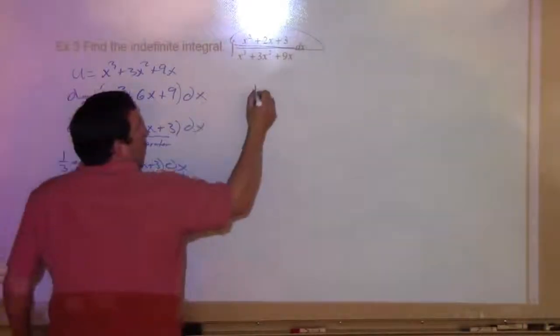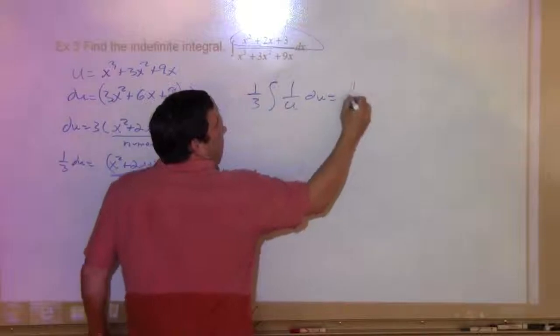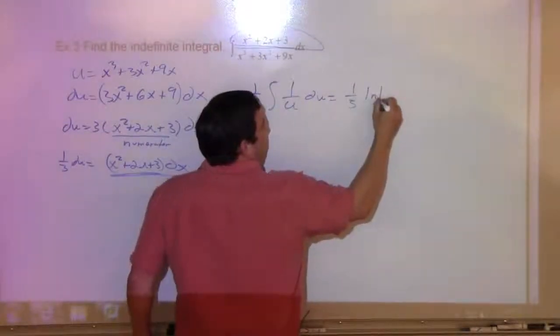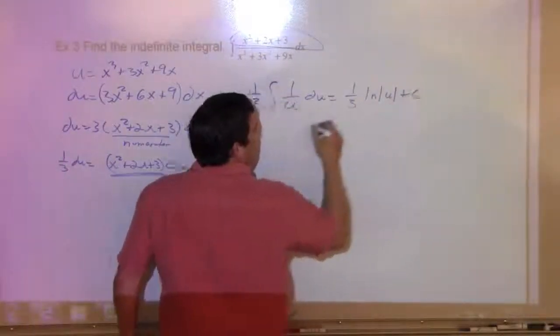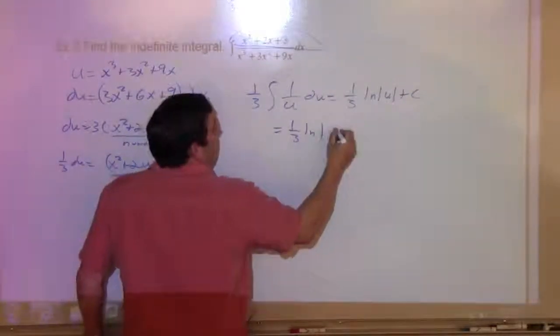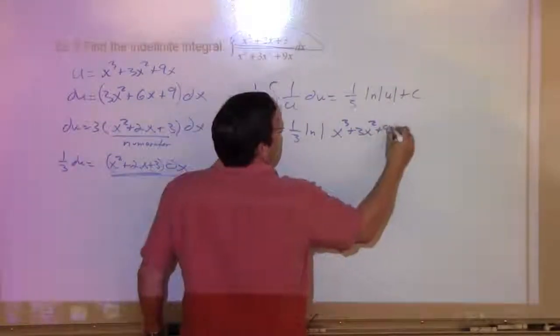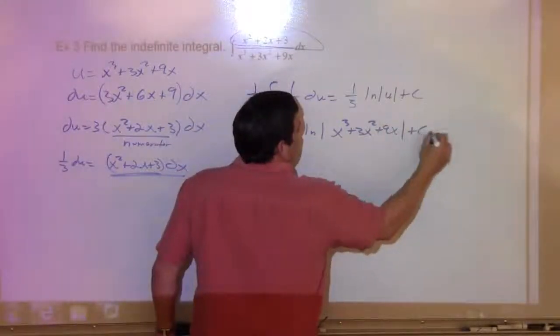So now we can write 1/3 integral of 1 over u du, which is 1/3 natural log of the absolute value of u plus c, which is 1/3 natural log of the absolute value of x cubed plus 3x squared plus 9x plus c.